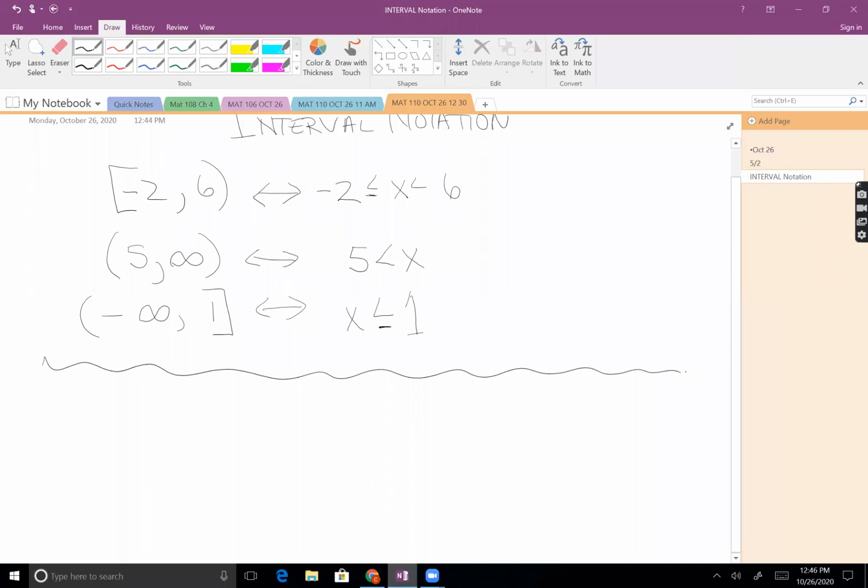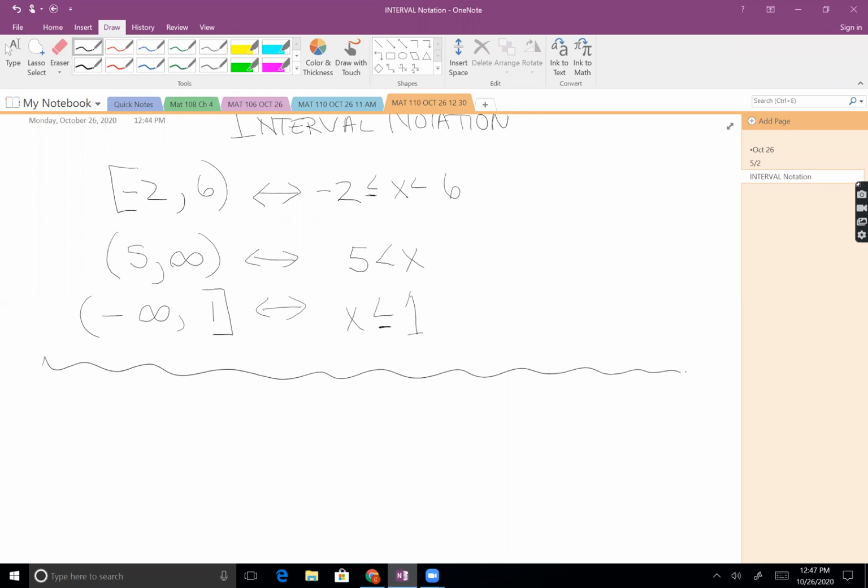Just for a refresher, when you use the infinity, it's always the parentheses, not the bracket, right? Because infinity is a concept, not a number. So we're never going to equal infinity. Infinity will always be open on that side. Okay? Okay, thank you. All right.